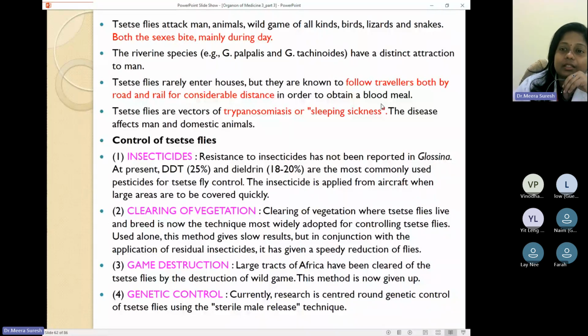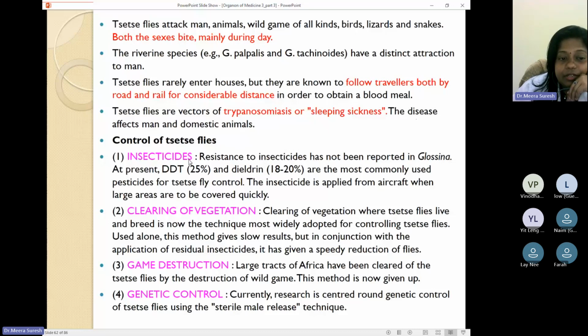So mostly they will be seen in not so sanitized trains or very crowded vehicles. We'll be seeing them mostly in unhygienic vehicles or trains. And they travel a considerable distance and bite the travelers there. They are the vectors of trypanosomiasis or sleeping sickness, which can affect man and also domestic animals.